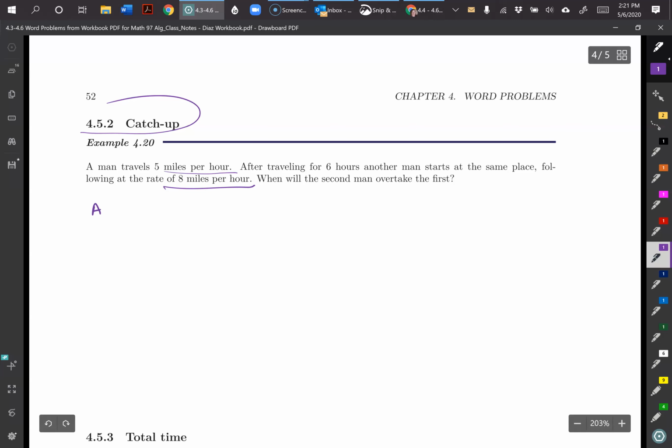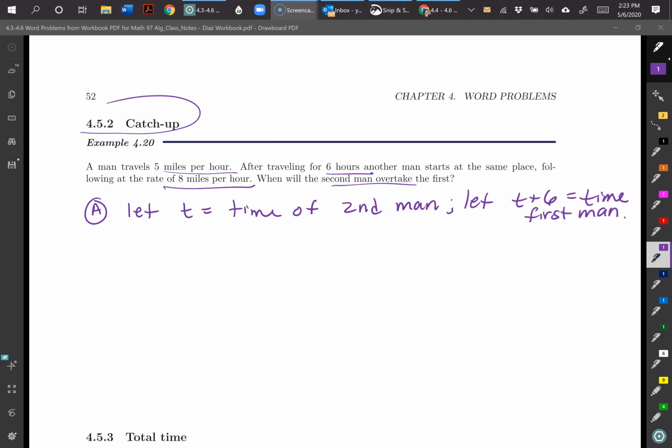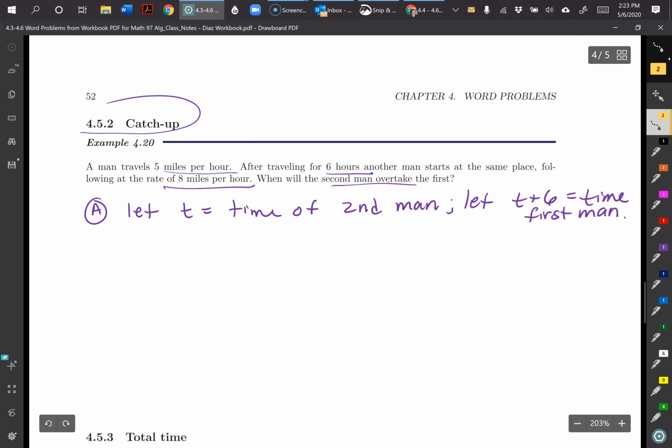So we're going to let t equal the time of the second man, because that's what we're trying to find. And we know the times are different because they start at different spots. So we're going to let t + 6 equal the time of the first man, because we know he took 6 hours longer because he had that much of a head start, right?